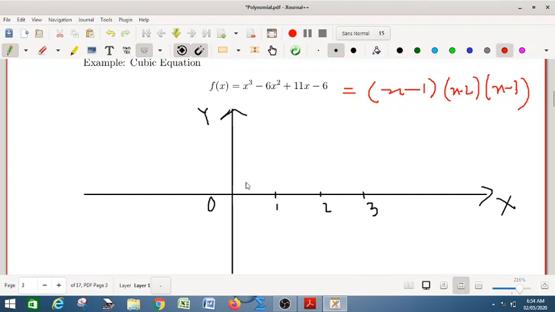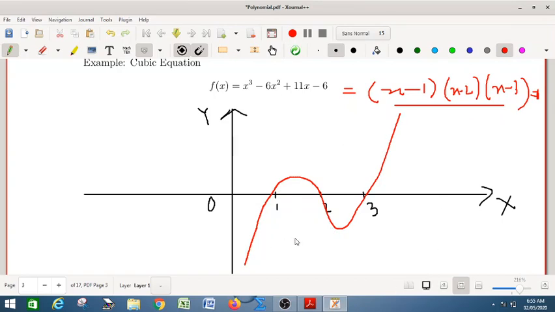So let us draw the cubic polynomial. See, you have 3 factors, 3 zeros. If you equate to 0, that will give you the curve cuts the x-axis at 1, 2, 3. So let us draw the diagram. It will be like this. Yes, this is your cubic polynomial.